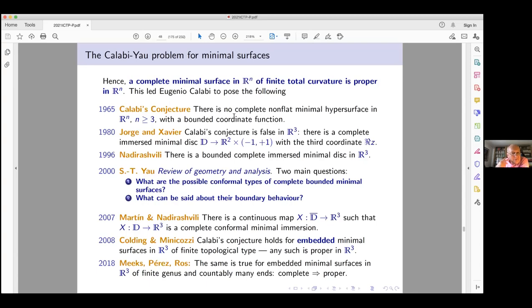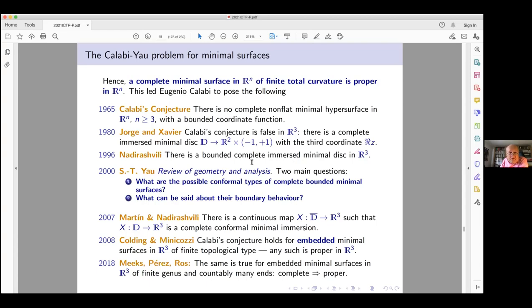Actually, he wrote some kind of proof, but it was wrong. It was shown 15 years later by Jorge and Xavier, who disproved it. A much more interesting example was made by Nadirashvili much later in 96. He constructed a bounded, complete, immersed minimal disk in R3, say a complete minimal disk lying in a ball.